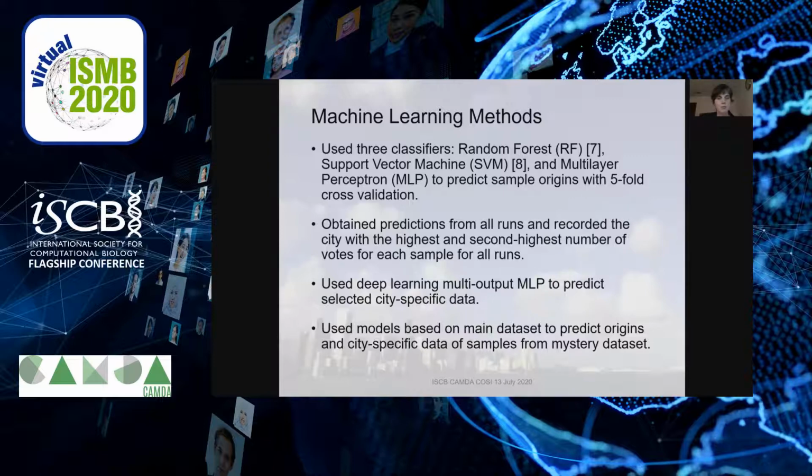So we obtained predictions from all runs, and we recorded the city with the highest and second highest number of votes for each sample for all runs. And then next we used a deep learning multi-output, multi-layer perceptron to predict selected city-specific data. So those were those 6 categorical variables that we discussed earlier. And then we used models based on the main data set to predict origins and city-specific data on samples from the mystery data set.